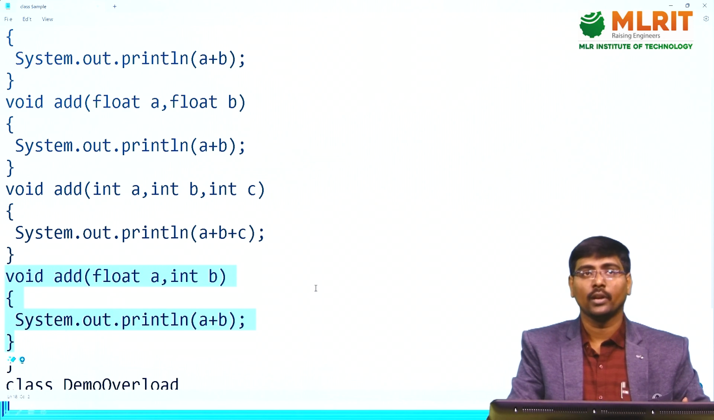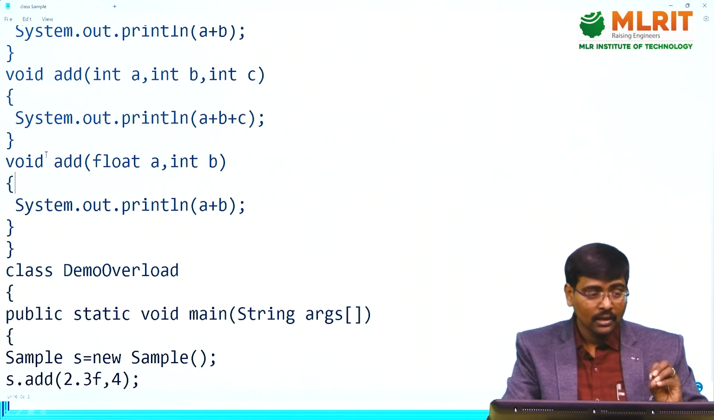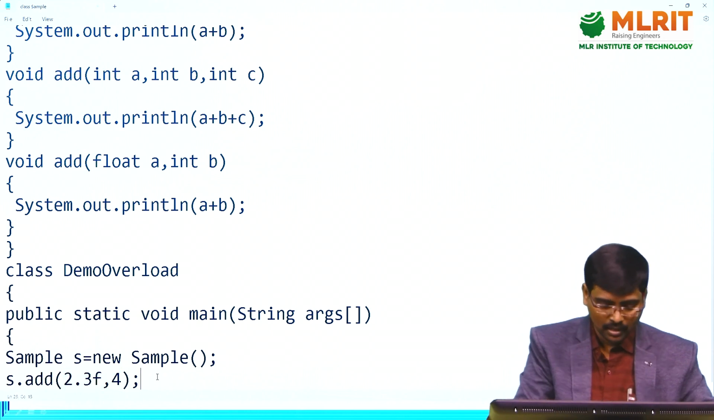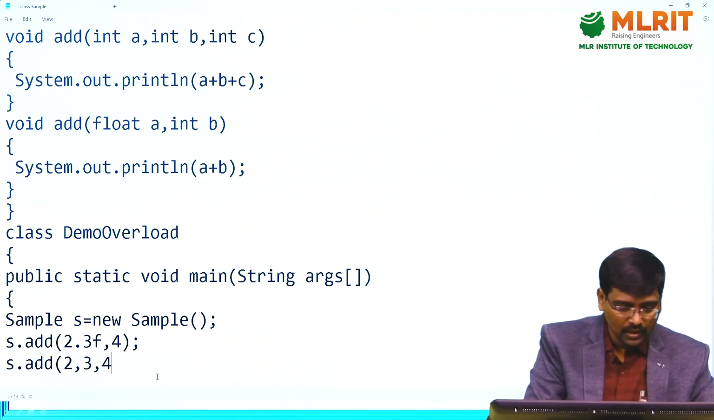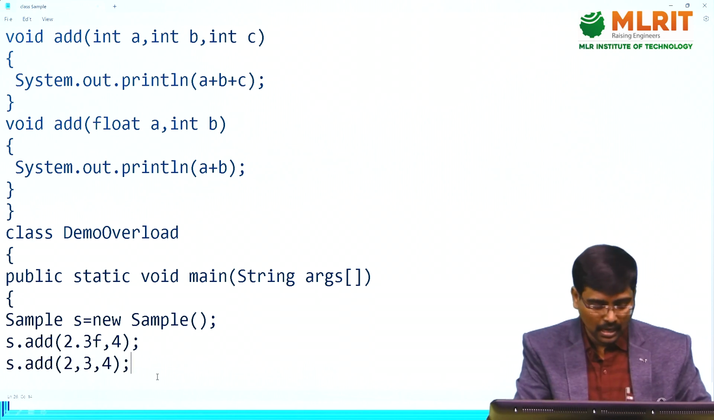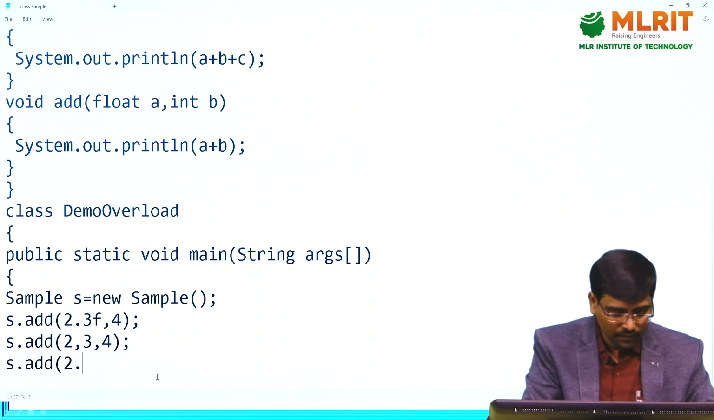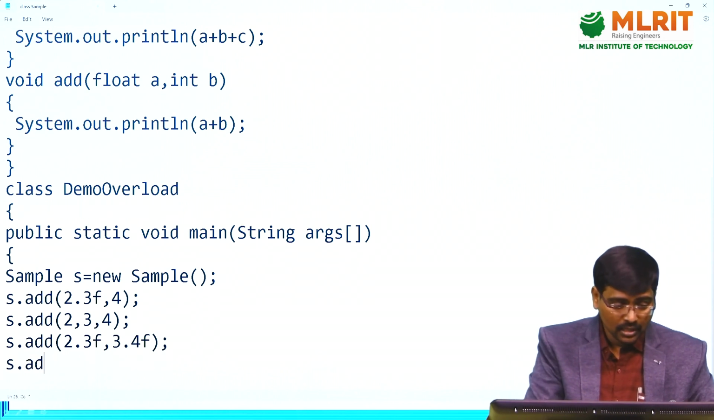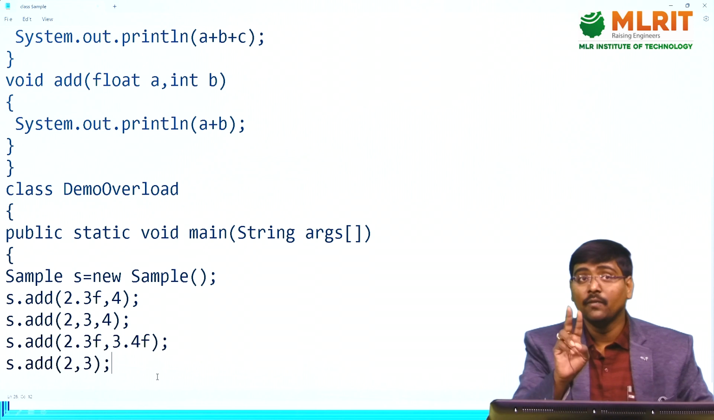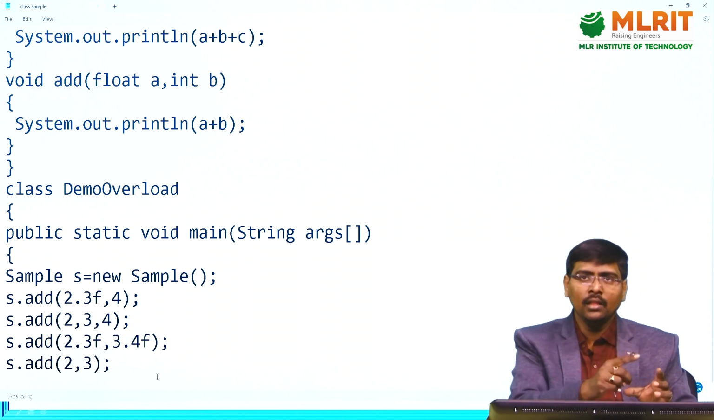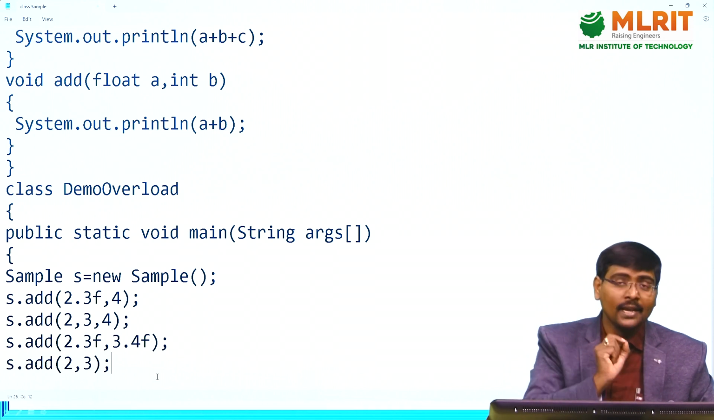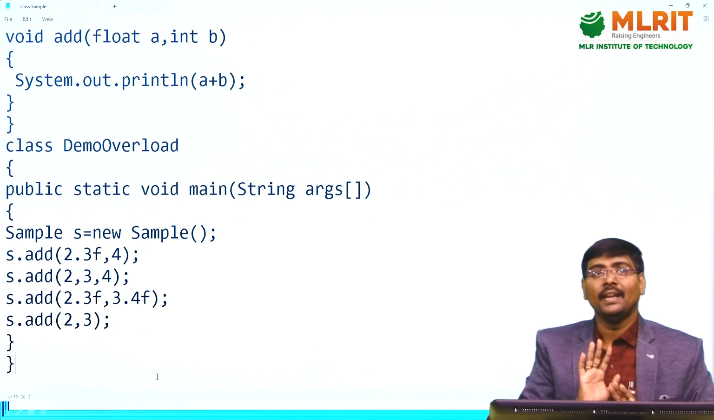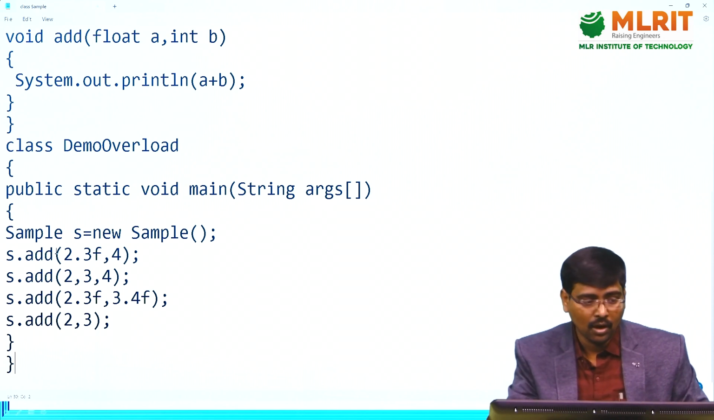This method is executed. Now, understand, in this one, the return type does not get involved. The method is called based on either type or number. Suppose, s.add of 2, 3, 4. Now, the method with three integer parameters is executed. s.add of 2.3f, 3.4f. The method with two floats is executed. s.add of 2, 3. The method with two integers is executed. Understand? In all the cases, which method is executed depends on either number of parameters or type of parameters. It does not involve return type.